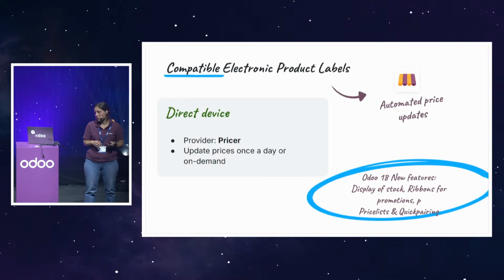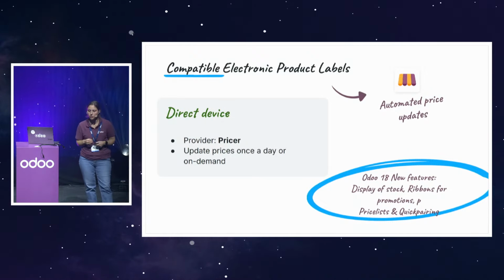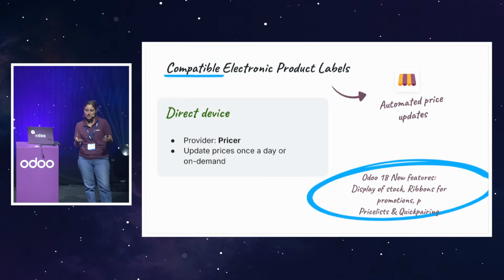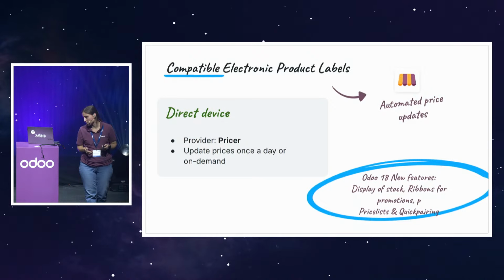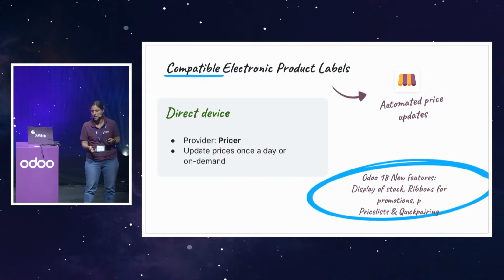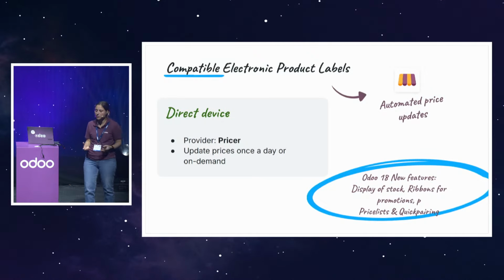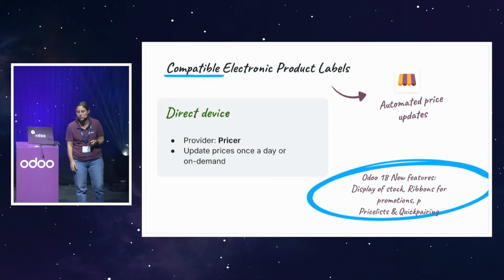So indeed, in Odoo 18, we have some new features. You will be able to display stock. You can actually have ribbons to indicate that it's a sale, for instance, promotions, and also you will be able to integrate this with price lists. And we also have made it easier to do the pairing between the labels and your Odoo database.